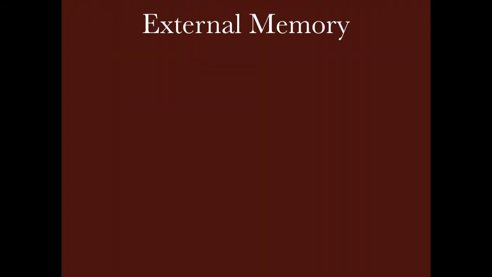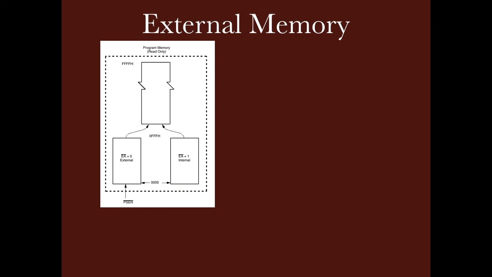Let us elaborate a little further here. This figure shows the total address range from 0000 to FFFF for code memory, or program memory. You can see here that when EA bar is low, we are using external ROM, and when EA bar is high, we are using internal ROM from 0000 to 0FFFH. And PSEN bar of course is used in conjunction with EA bar.